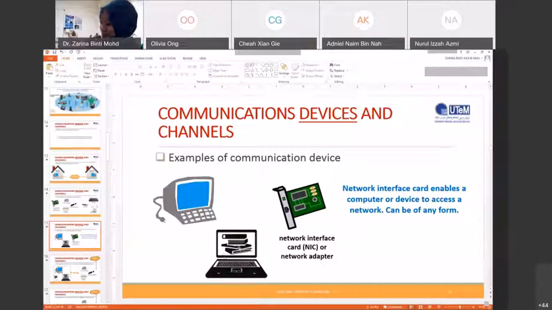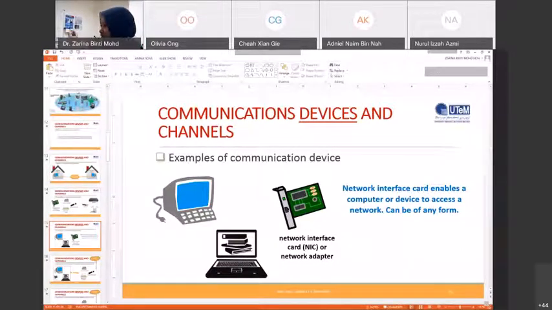The same goes for our mobile computer as well. For example, in this case we have our notebook or laptop. Let's say we connect through a wireless connection, so we need to have a network adapter card inside. This network adapter will enable us to transmit the data through the wireless media. So this is the usage of the network interface card or network adapter.